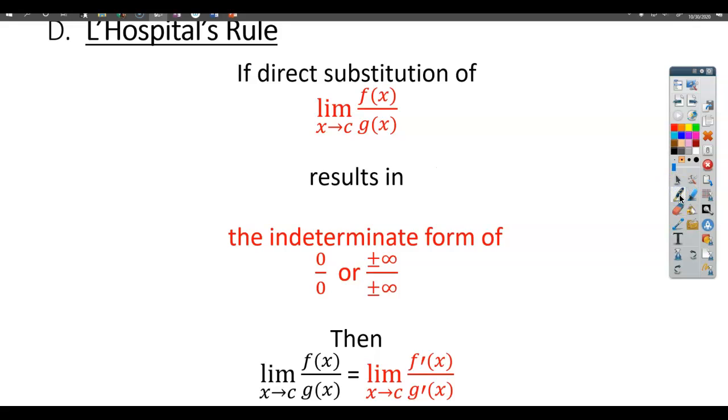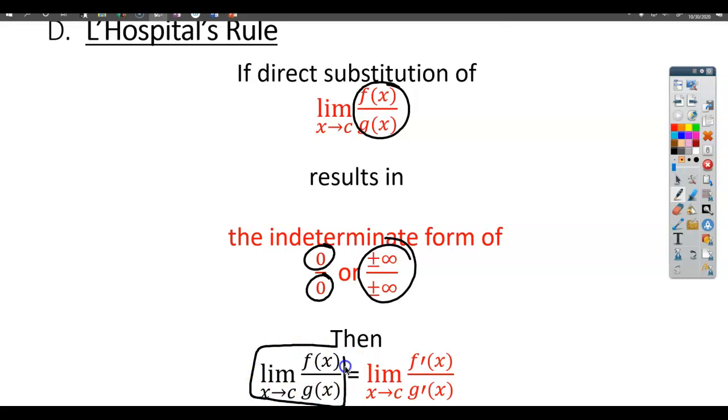So suppose you're trying to find the limit of some kind of an expression that consists of a fraction like this. But when you do your direct substitution, you either end up with 0 over 0 or you end up with infinity over infinity. The signs don't matter. If you end up with one of those two indeterminate forms, then you're allowed to do L'Hopital's rule. Now here's what L'Hopital's rule says. It says the limit which you're trying to find is equal to the limit of the derivative of the top over the derivative of the bottom. Okay?